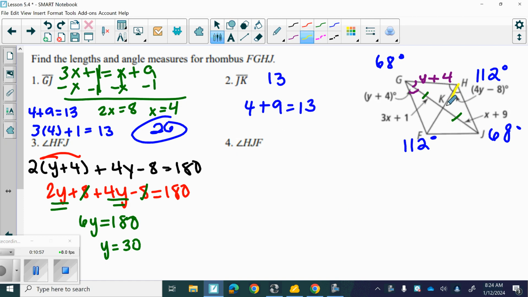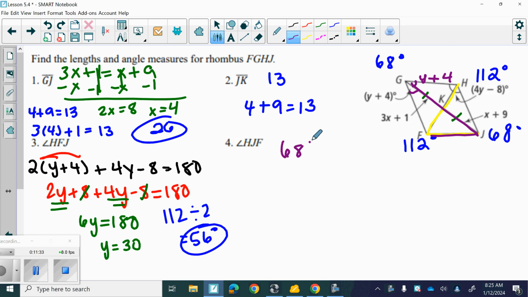I want H, F, J. 112. Wait, no. You'd have to divide it by 2, right? Because it's not the whole angle. 56. Good. So 112 divided by 2 is 56, because that's not the whole angle. And then HJF, is that the whole angle? Yes. So that would be 68 degrees.